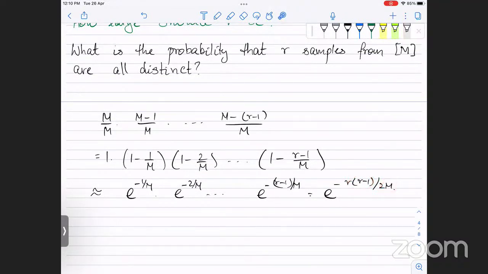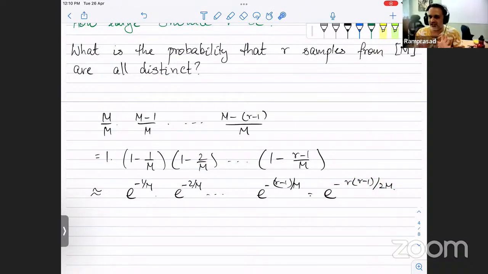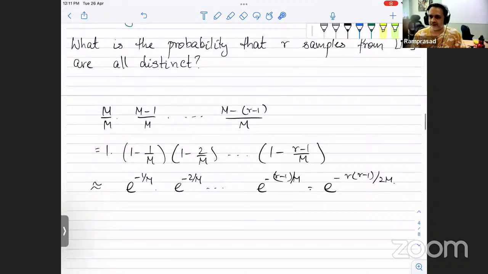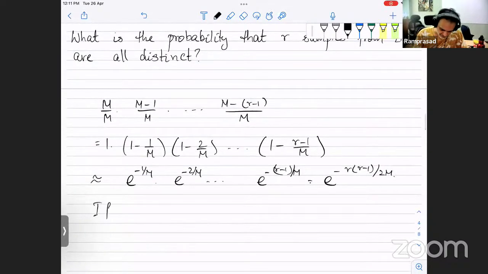So the point I'm trying to make is that the moment r starts looking like some large constant times square root m, this number is going to become much larger than this 2. So this probability is going to start crashing to 0. Basically, if r is reasonably bigger than square root m, then this probability is close to 0.